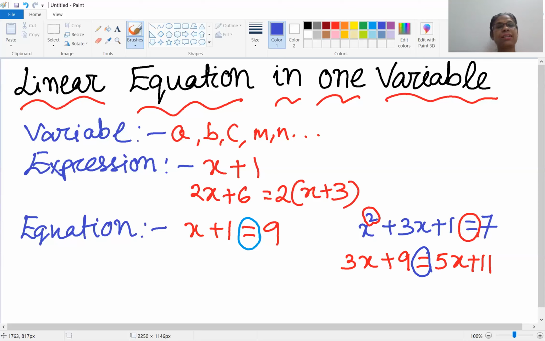This is also a linear equation, because the maximum power of the variable x is only 1 here. I can solve the equation. Now, understanding all the concepts of linear equations, we will proceed further and solve some problems here. Let's move to the next topic.